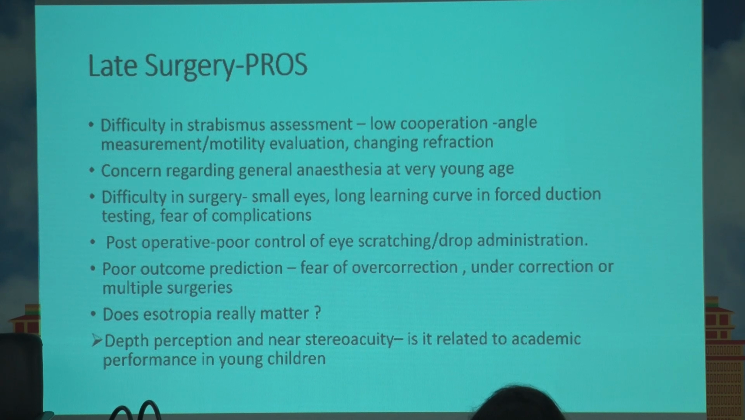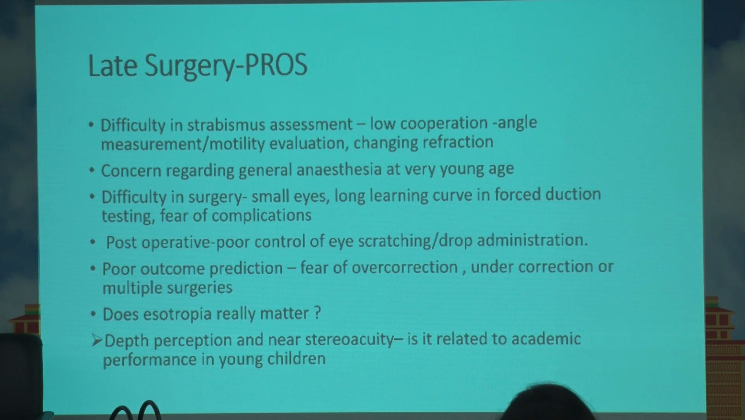The pros, for the proponents of the late surgery group, they said that obviously, as we know, the younger the child, the more difficulty in strabismus measurements, so all the measurements, the effect of the refractive error, we do not know what is the impact of the accommodation which is going to come up in the later years. The concerns regarding general anesthesia, which I've already discussed. Also the difficulty of doing the surgery per se in these very, very small eyes, and doing forced duction testing for these children. Again, assessment of these tests is also very difficult. So all these factors are in favor of the proponents of late surgeries.